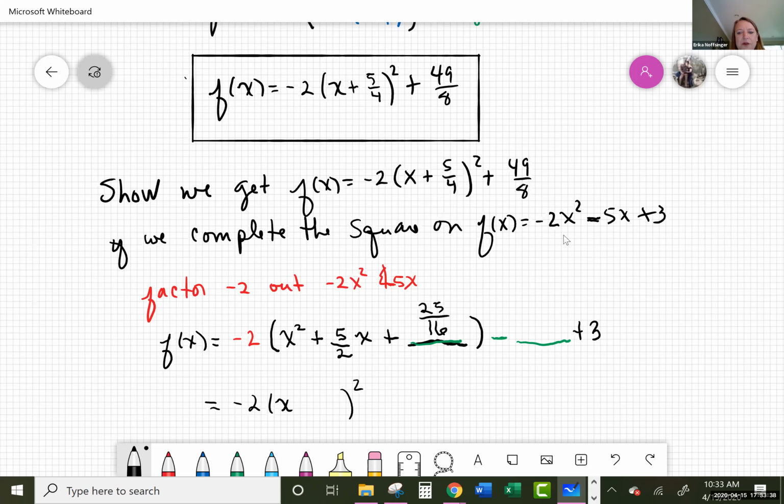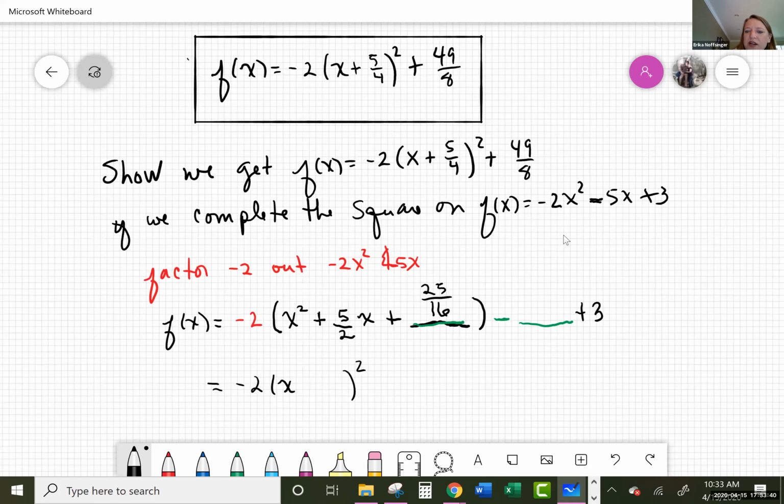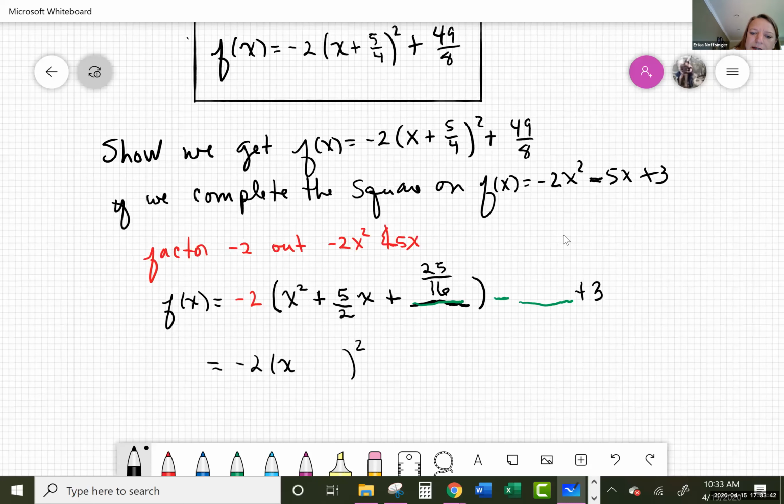So the same number you multiply to get 25/16 is 5/4. So 5/4 times 5/4 is 25/16. 5/4 plus 5/4 is 10/8, which reduces to 5/2. So that's what we wanted. This is where I said that this is a little bit tricky because really we didn't add 25/16 on this side of the equation because of the -2 out here.